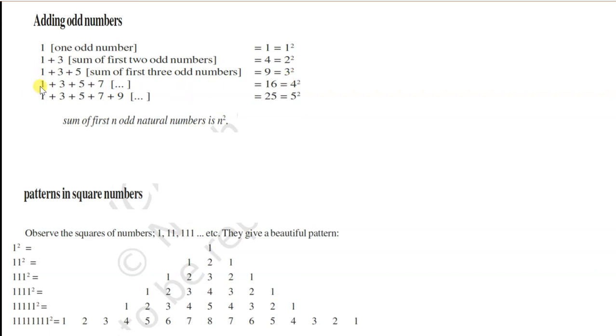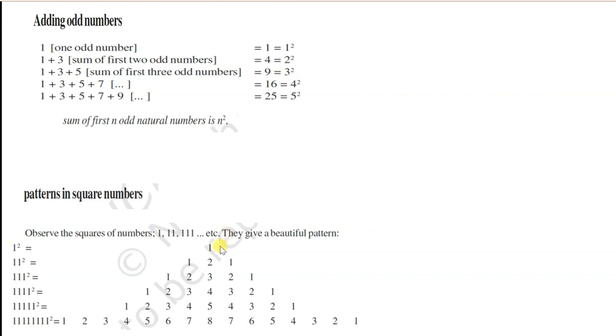You are adding three odd numbers and the result is 3 square. If you add the first four odd numbers, 1, 3, 5 and 7, the result is 16, which can be written as 4 square. Similarly, when you add the first five odd numbers, the result is 25, which can be written as 5 square. So from here we can conclude that the sum of the first n odd natural numbers is n square. Then we have some other patterns in square numbers.